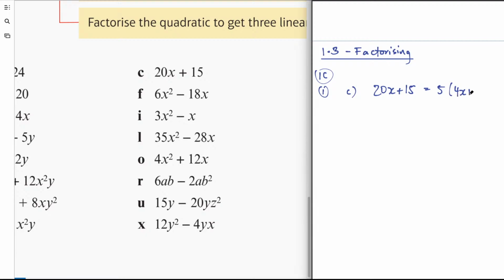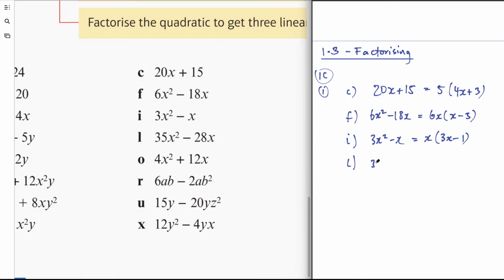Then we're left with 4x plus 3 in the brackets. F, 6x squared take 18x. The highest common factor there is 6x. And then we're left with x take 3. I, 3x squared take x. The highest common factor is x. Then we're left with 3x take 1 in the brackets.